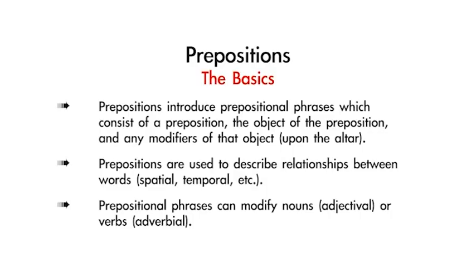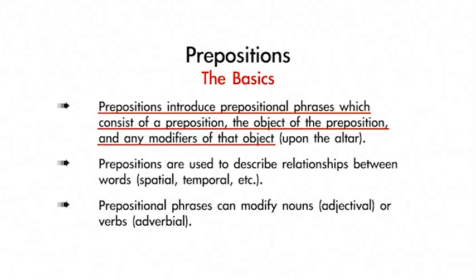Now let's begin by first talking about some of the basic rules that govern the grammar of prepositions, both in English and in Hebrew. Look at your screens with me. First, prepositions introduce prepositional phrases which consist of a preposition, the object of a preposition, and any modifiers of that object. So in the example, upon the altar, upon is the preposition and the altar is the object of the preposition. That entire series of words, upon the altar, constitutes a prepositional phrase.